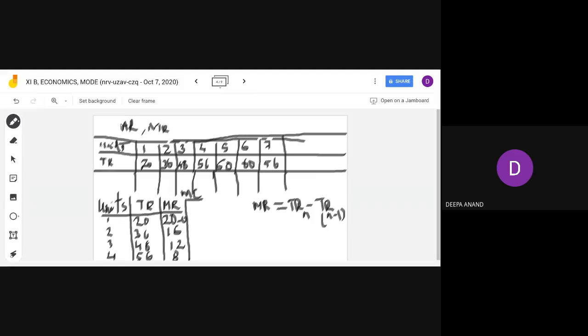Anything else? What is coming to my mind, I will say, is diminishing return. The law of variable proportion, the three phases, isn't it? Yes or no? Yes, ma'am. In the three phases, what you have seen? First, it is increasing.